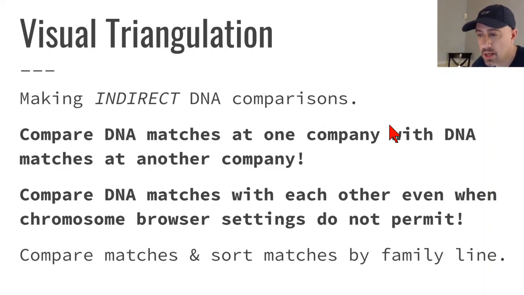And visual triangulation, being indirect, also allows us to compare DNA matches with each other even when the chromosome browser settings do not permit that. So I'm thinking specifically of Family Tree DNA with that statement. Family Tree DNA has a good chromosome browser, but that chromosome browser does not allow you to compare your matches with each other. So visual triangulation is a way to overcome that. So visual triangulation has a lot of power to help us with things that can be very challenging otherwise, and ultimately gives us the power to make comparisons and allows us to sort matches in ways that would not be possible without this method.